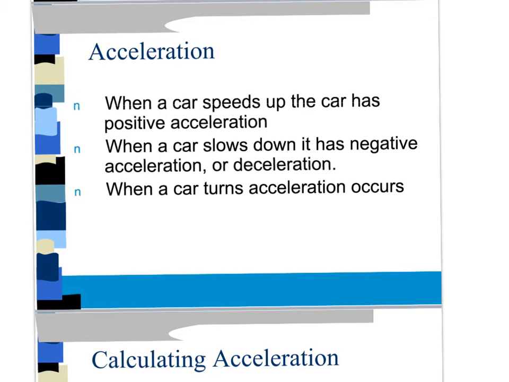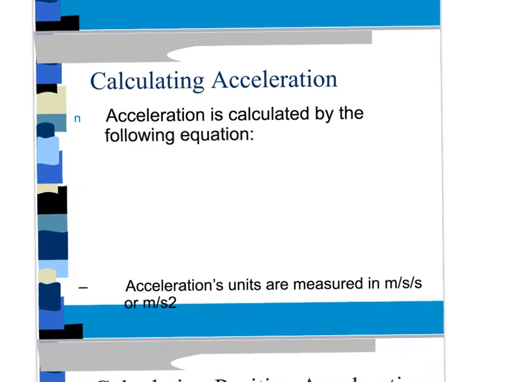When a car speeds up, it has positive acceleration, so when the speed increases, the acceleration is going to be positive. And we'll look at that mathematically. When a car slows down, it has negative acceleration. I'm not going to use the word deceleration. Scientifically, negative acceleration is how we're going to look at it. And when a car turns, acceleration occurs also.